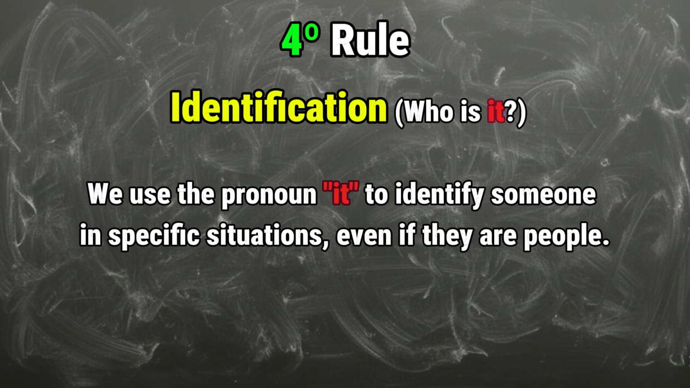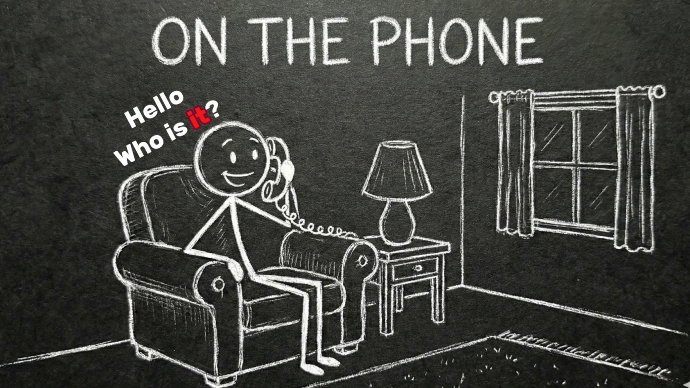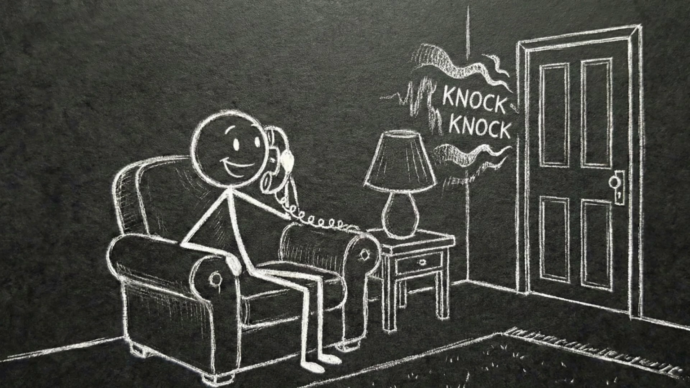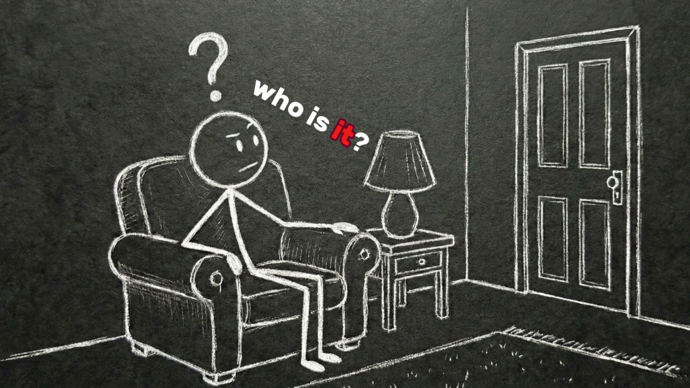Identification: who is it? We use the pronoun it to identify someone in specific situations, even if they are people. Hello, who is it? It's me, John. Knocking on the door: who is it? It is the police.